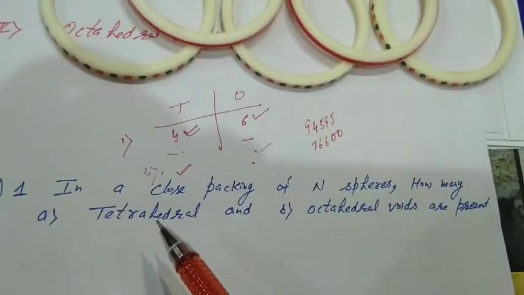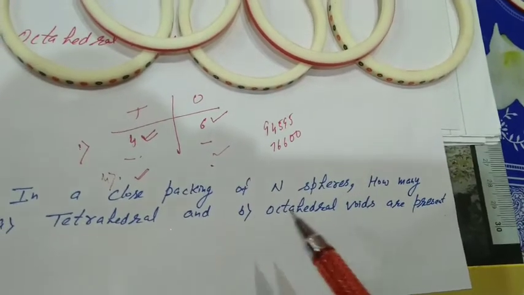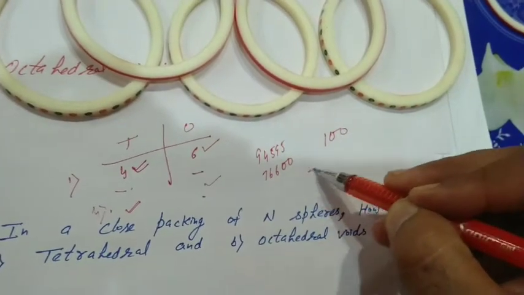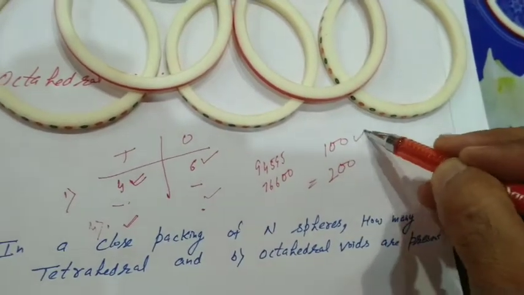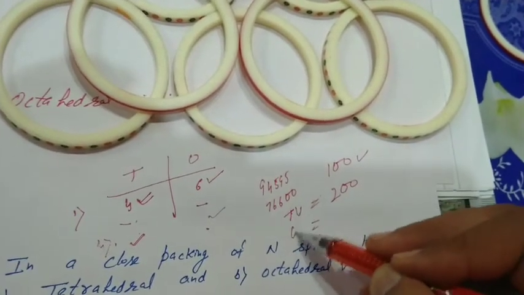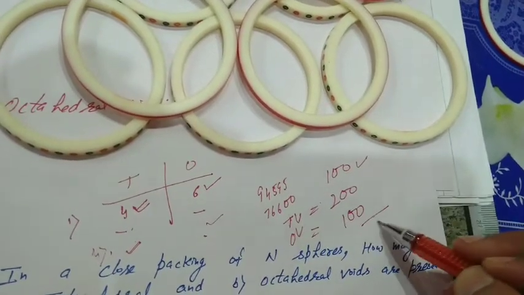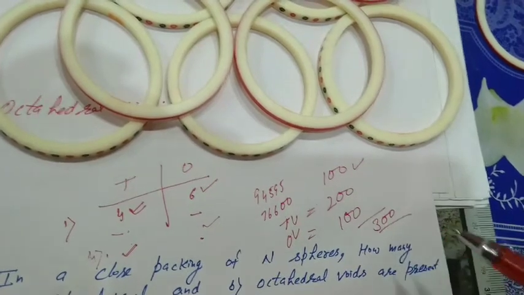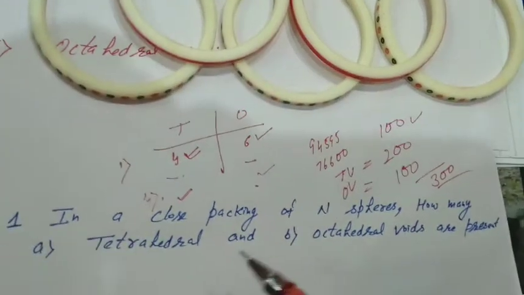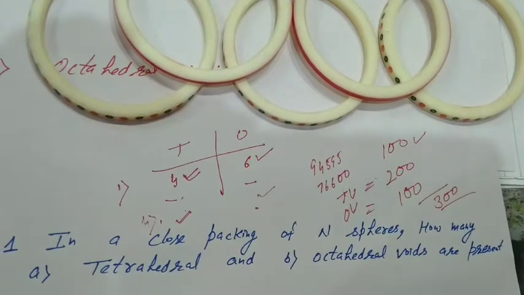Now that's the question again for your assignment. In a closed packing of n spheres, how many tetrahedral voids and how many octahedral voids are there? If in the closed packing there are 100 spheres, students, tetrahedral voids are 200, twice the number of spheres. There are 2 tetrahedral voids per sphere, and the number of octahedral voids is the same as the number of spheres. When there are 100 spheres, a total of 300 voids are present: 200 tetrahedral and 100 octahedral. Please answer: in the closed packing of n spheres, how many tetrahedral and octahedral voids are present?